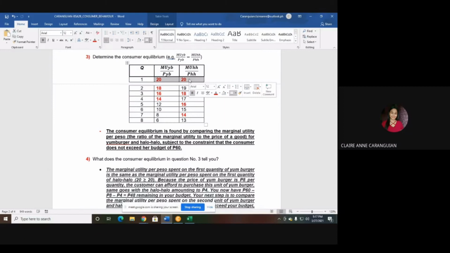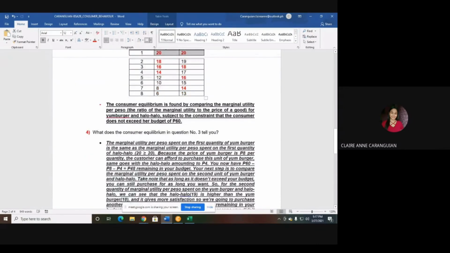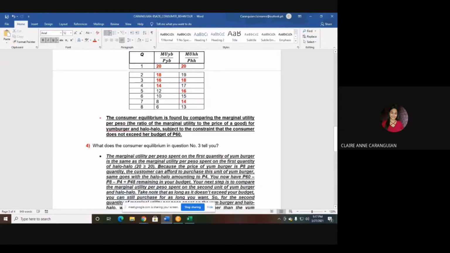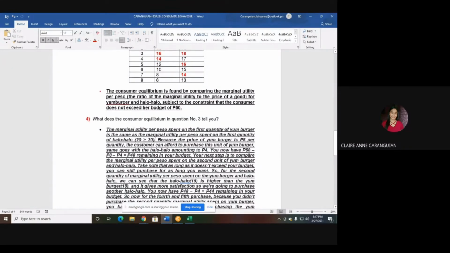So, having more units of goods and services. Therefore, as a consumer, you will buy the same unit: one Yum Burger and one Halo Halo. Your budget is 60 pesos. Less 8 pesos for the Yum Burger and less 4 pesos for the Halo Halo, you have 48 remaining in your pocket.